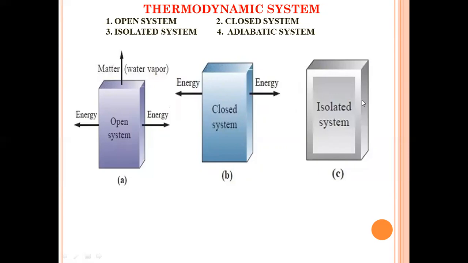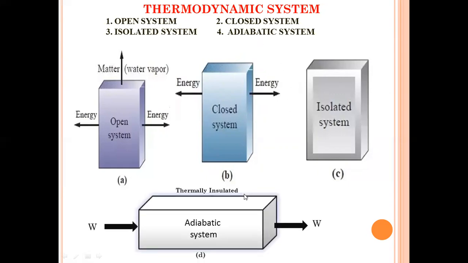That system is called an isolated system. The fourth one is the adiabatic system. An adiabatic system is generally thermally insulated from its surrounding, in which only the work can cross the boundary of the system.